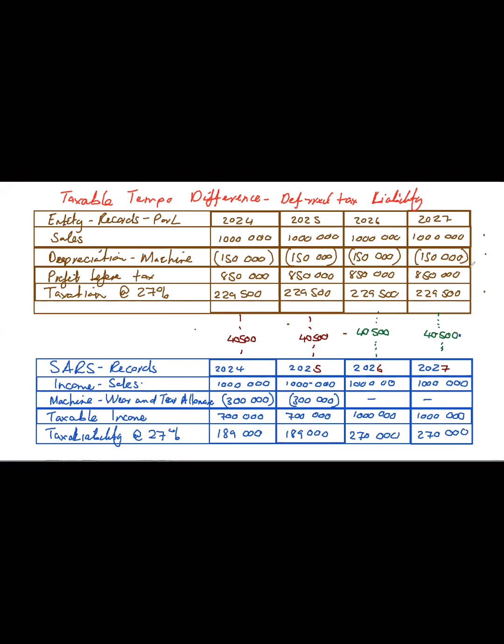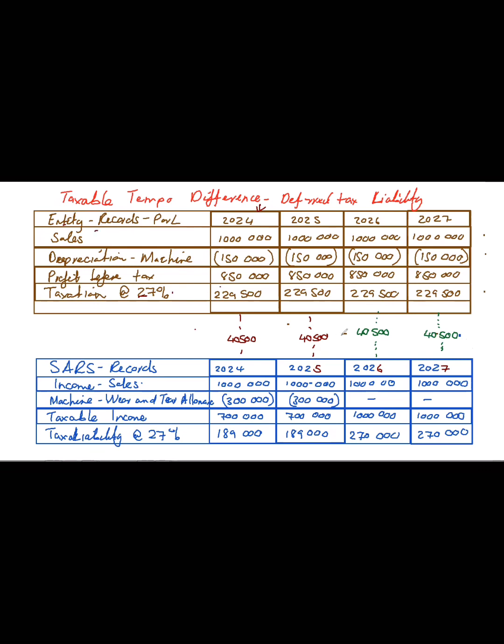We are assuming that if everything remains constant, this company is making sales of 1 million each year for 4 years. And then the depreciation is 150 per year. We have the 4 years. Our current year is this one, then these are the future years. So the profit before tax will be 850 for the 4 years. And remember our rate is 27%. 27% times that, we get the tax amount. So this is the information according to the accounting records.